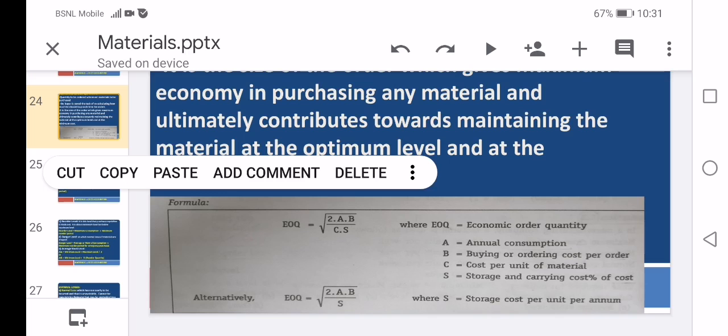So this same equation can be written in another form. Alternatively, EOQ is equal to the square root of 2AB by S, instead of CS, only S. S is storage cost per unit per annum. Means when you take the holding cost per unit per annum, then also you can compute EOQ. So the most popular way of computing EOQ is the alternative model only. Instead of C and S, we take only S, which is storage cost or holding cost per unit per annum.